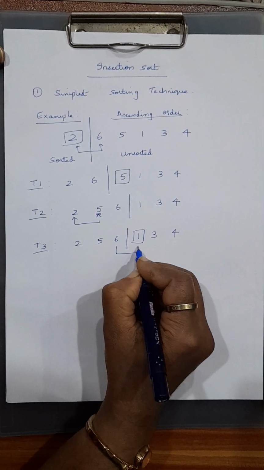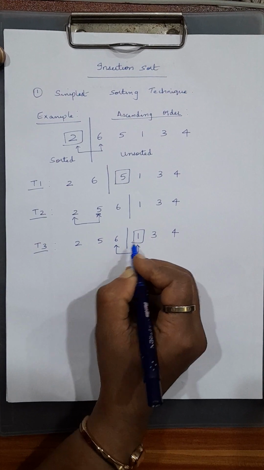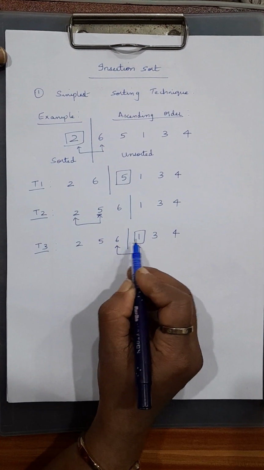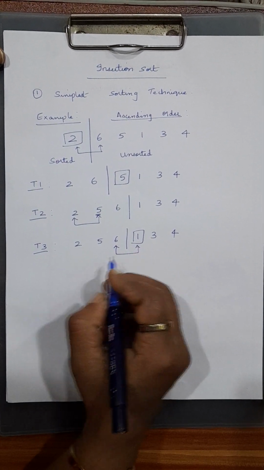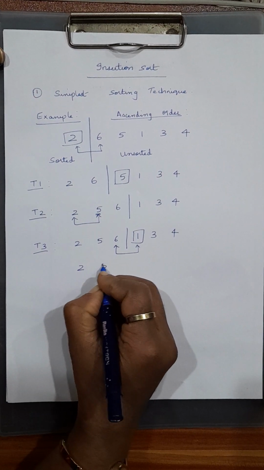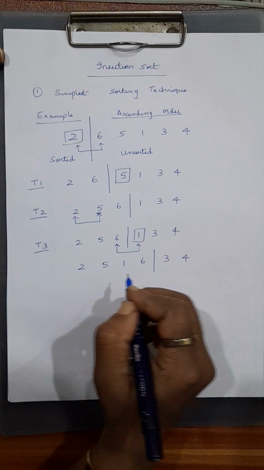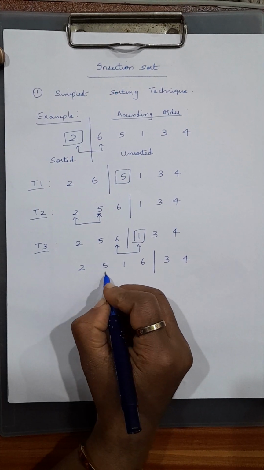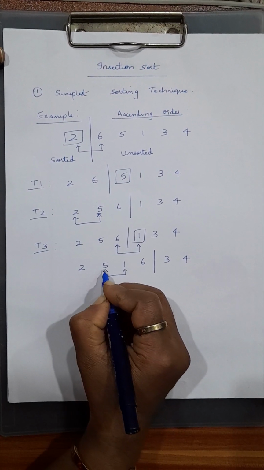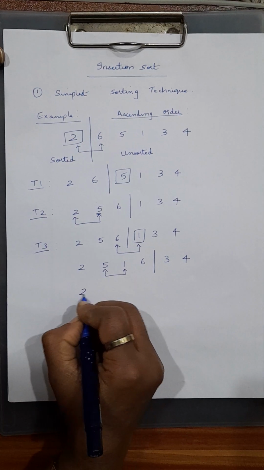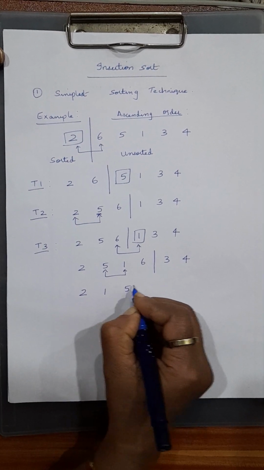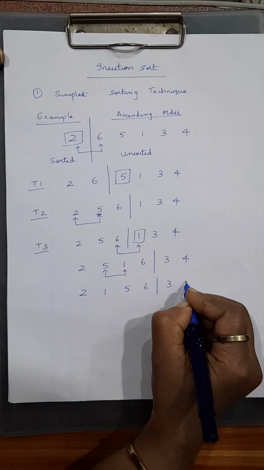So third iteration, now it makes a check between 1 with 6. Now it checks whether 6 is greater than 1. 6 is greater than 1. There is a swap required. So now it becomes 2, 5, 1 and 6, and the remaining unsorted will be 3 and 4. Now the element is 1. Now there is a cross check between 5 and 1. 5 is greater than 1. There is a swap. So it becomes 2, 1, 5, 6, 3 and 4.